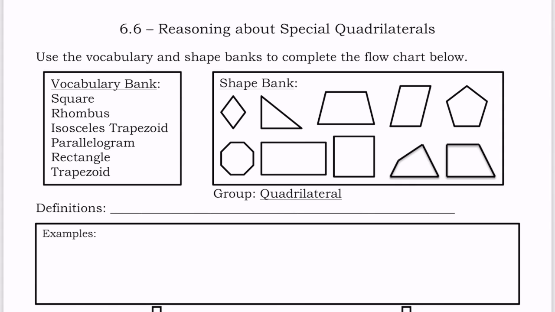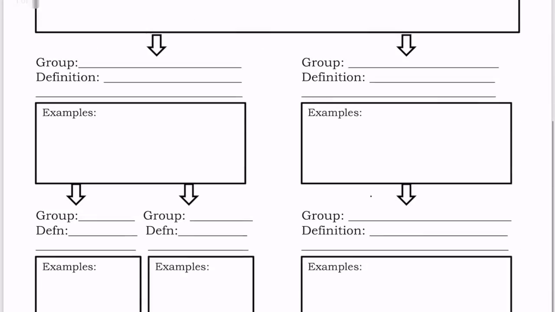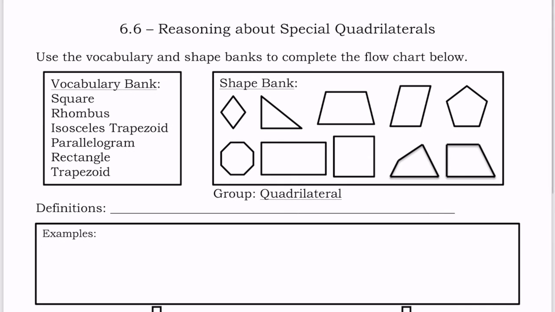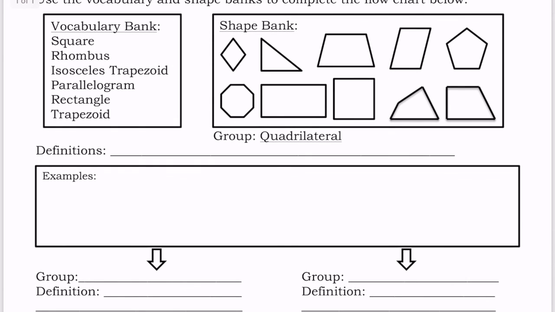If you can see right here, this is going to end up being a flow chart, so we can see how the different types of quadrilaterals connect or relate to each other. First of all, we're going to start with the main group, just a quadrilateral. Remember that a quadrilateral is a four-sided polygon.